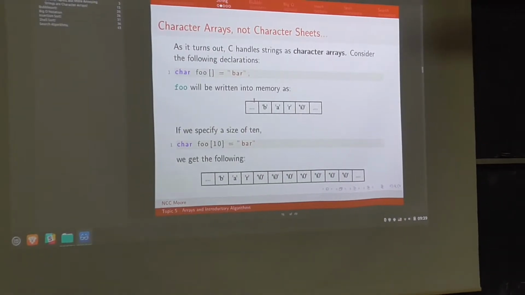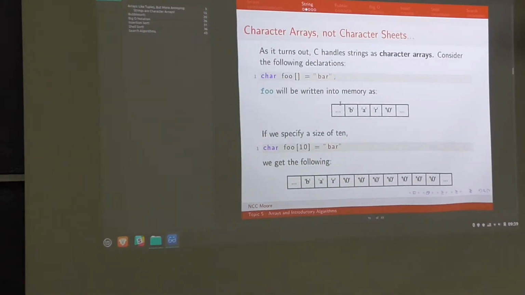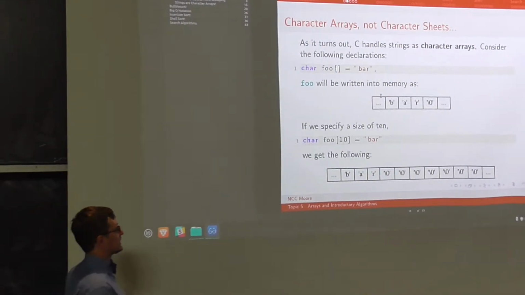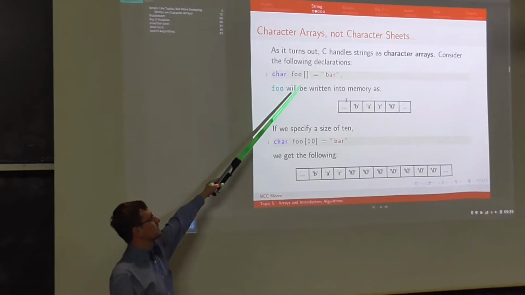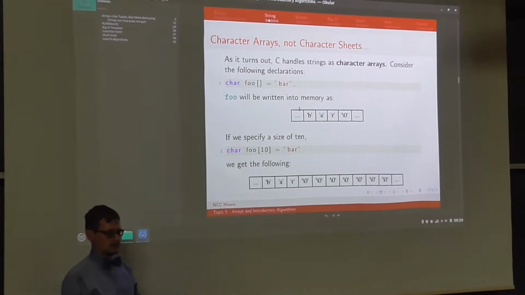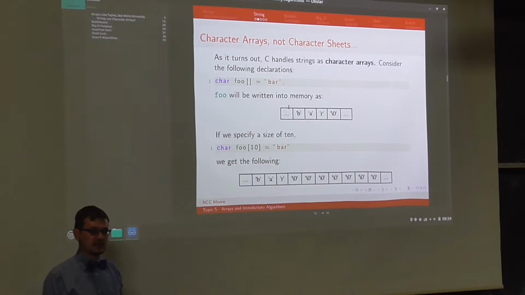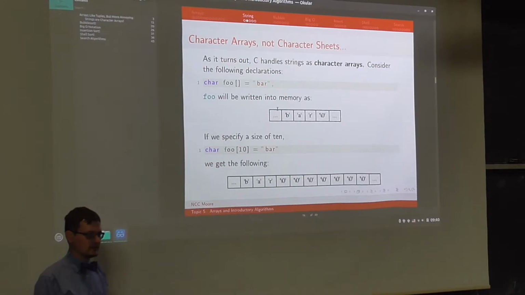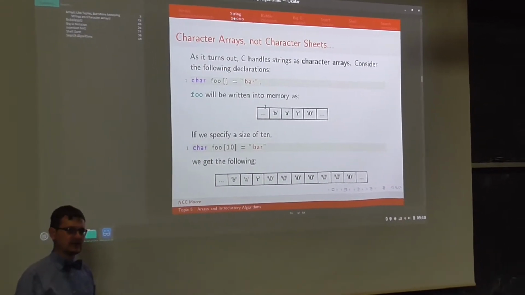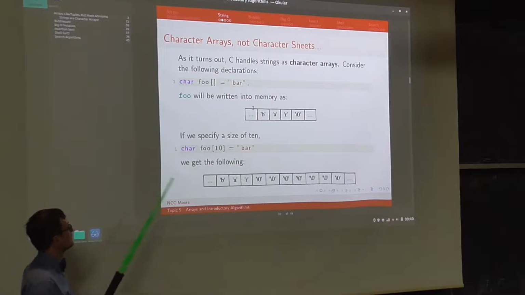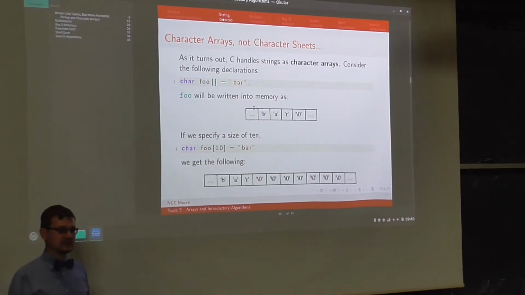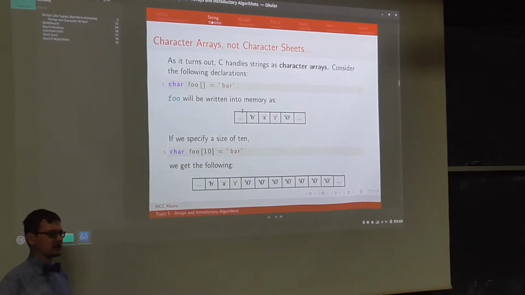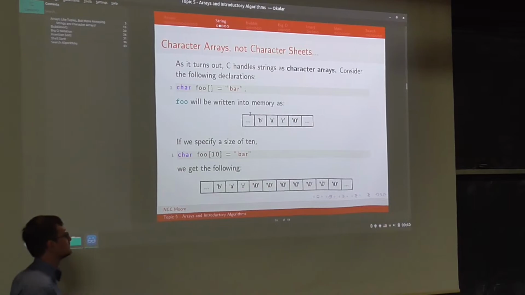So, as it turns out, C handles strings as character arrays. Consider the following declaration. Character array bar. There's no such thing as a string data type in C. If you ask to declare a string, it will say, I don't know what that is. C++, I believe, has a string data type. But in C, you are dealing exclusively with character arrays.